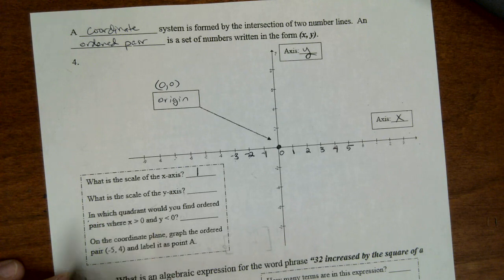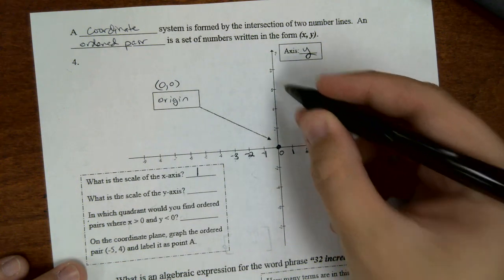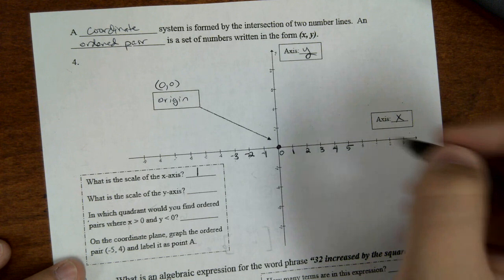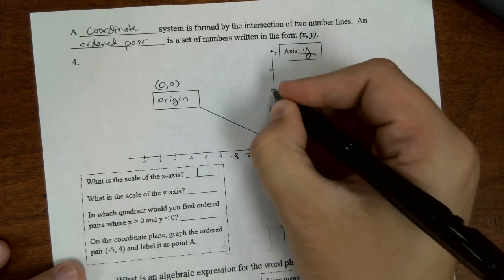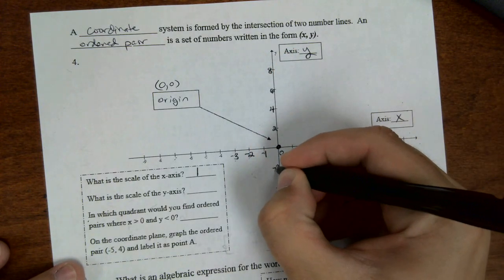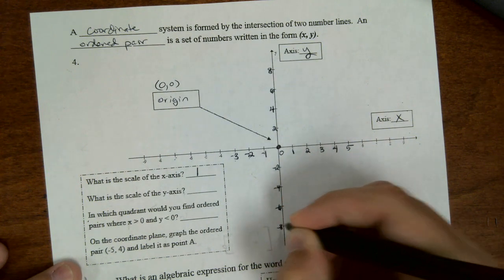All right, so now it asks us, what is the scale of the y-axis? Well, if you notice, the scale on the y-axis is a little bit different. It seems like the tick marks are a little bit more spaced out. There's not as many of them on this side. So let's look. The numbers, again, a little bit faded. So we have 2, 4, 6, 8. We go in the other direction, negative 2, negative 4, negative 6, negative 8.